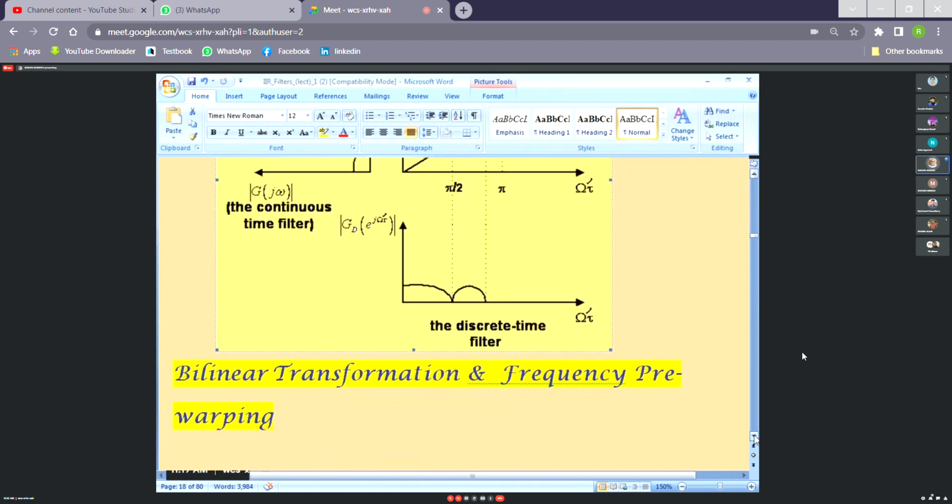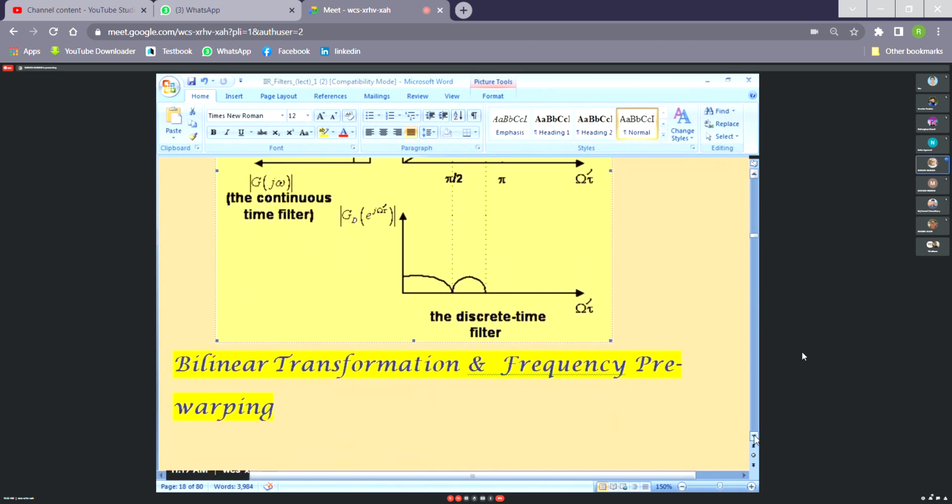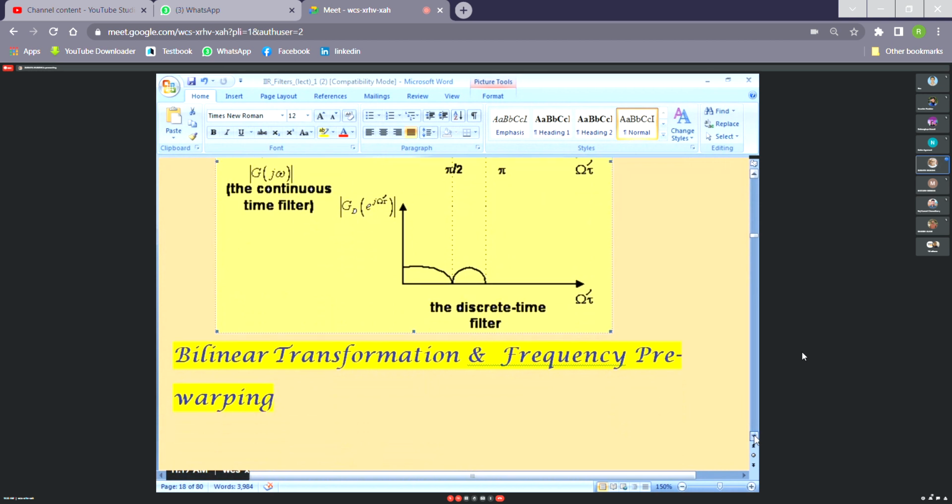To overcome the effect of frequency warping, we introduce what is known as frequency pre-warping before application of the bilinear transformation technique. So what is the procedure involved? Let us see.